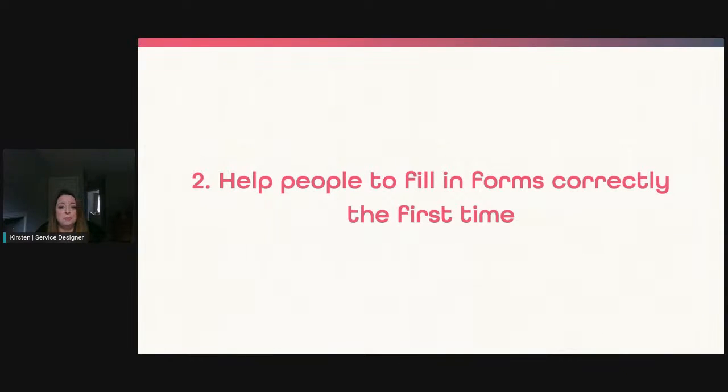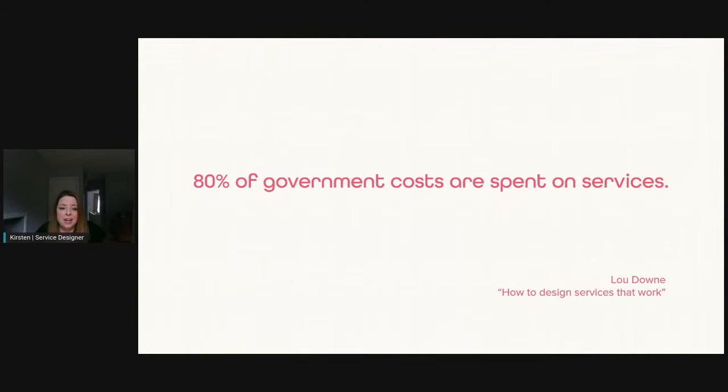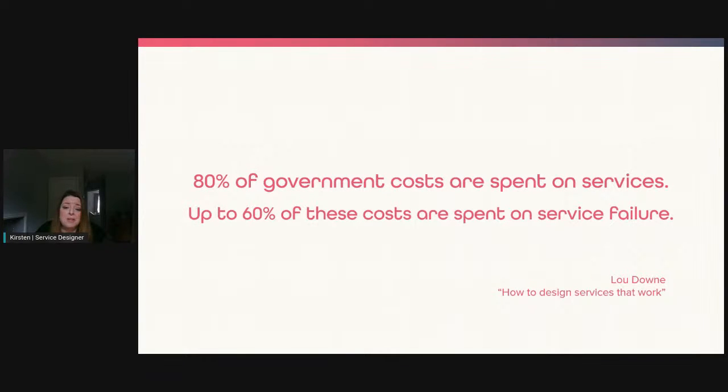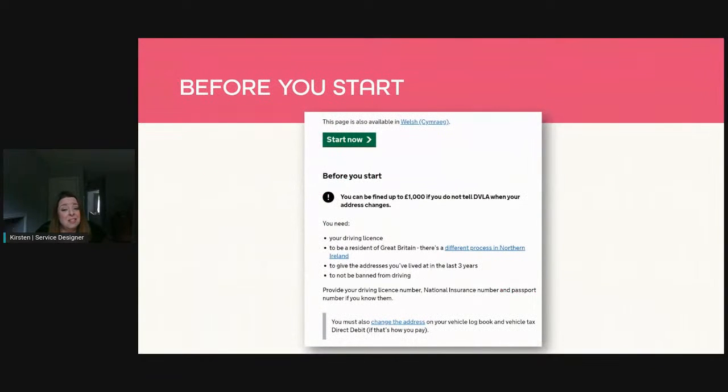Okay, moving on to tip 2. Tip 2 is we want to help people fill out forms correctly the first time. And we've got a quote here, 80% of government costs are spent on services and up to 60% of those costs are spent on service failure. Now, by service failure, we mean where those services don't work correctly the first time and we have to go back and we have to ask for more information, or customers can't get through the process the first time. Incomplete or incorrect submissions will result in more work because you have to go back to the applicant for more information. So here are some tips that are going to help you to avoid that kind of failure.